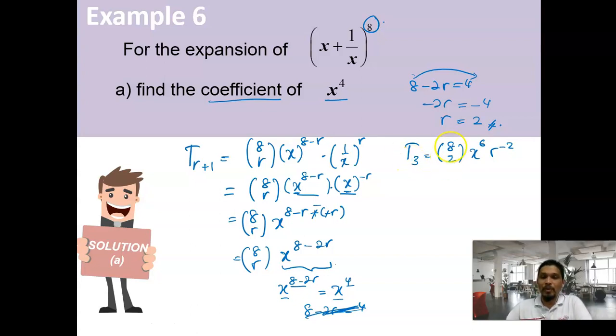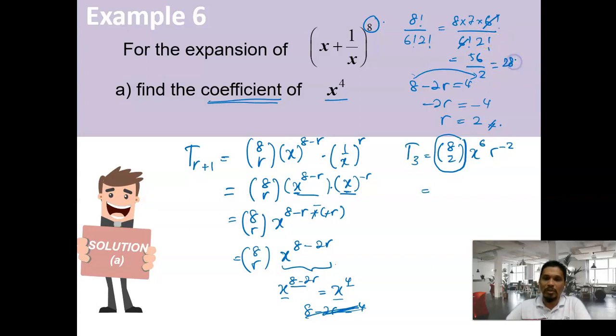Okay, so what is the coefficient here? Because the question wants to find us the coefficient of x to the power of 4. 8C2, which is 8 factorial divided by (8 minus 2) factorial, which is 6 factorial, and 2 factorial. 8 times 7 times 6 factorial divided by 6 factorial and 2 factorial. 8 times 7 is 56 divided by 2 factorial, which is 2 times 1 equal to 2. It is 28. So 28 x power of 6 and x power of negative 2.